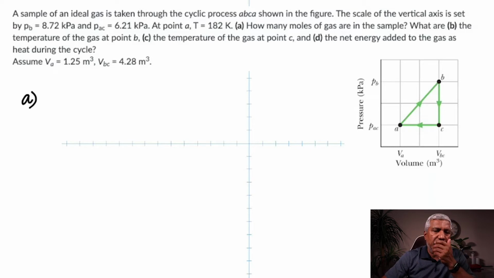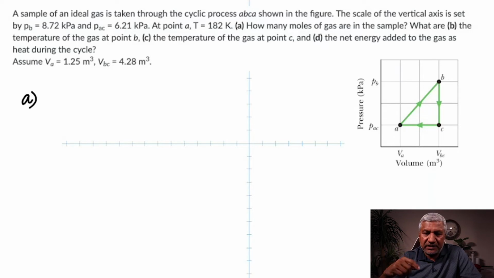We're coming to really important questions now. A sample of an ideal gas is taken through the cyclic process ABCA shown in the figure. Now, what is a cyclic process? It is if it starts and ends at the same point. So you can see that it starts from A. Look at the direction of the arrows. It goes from A to B.